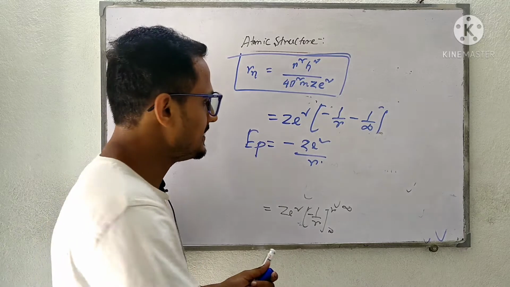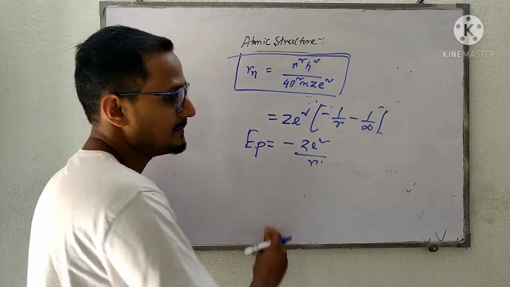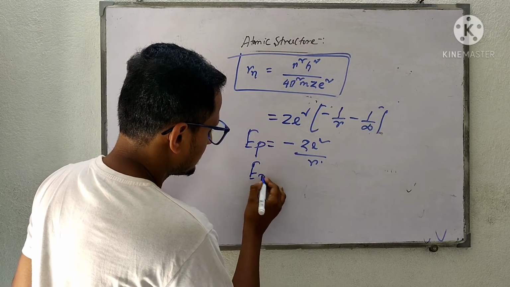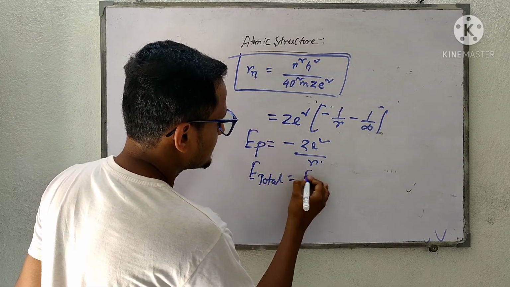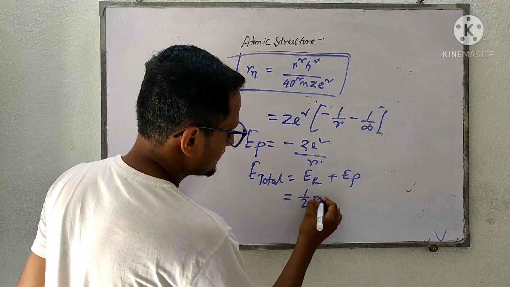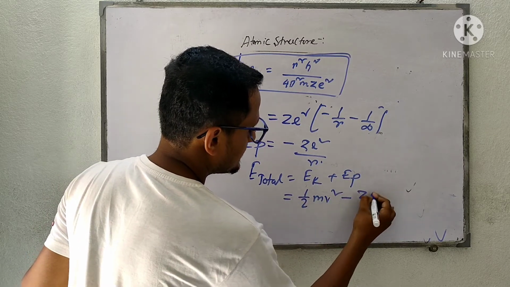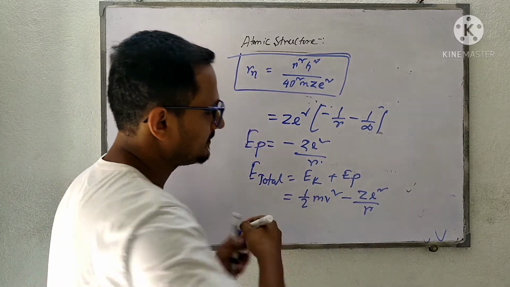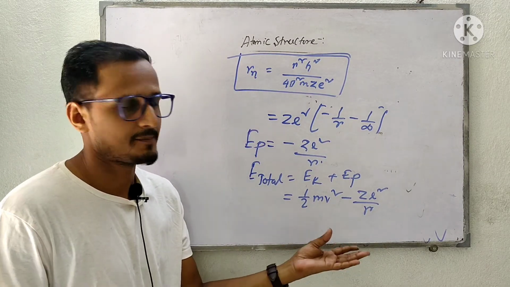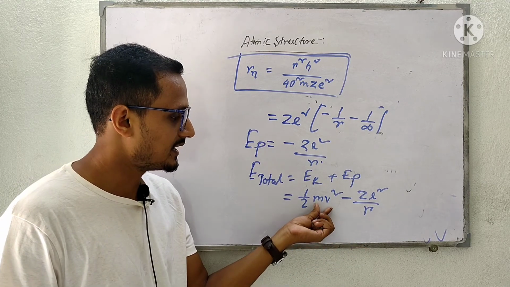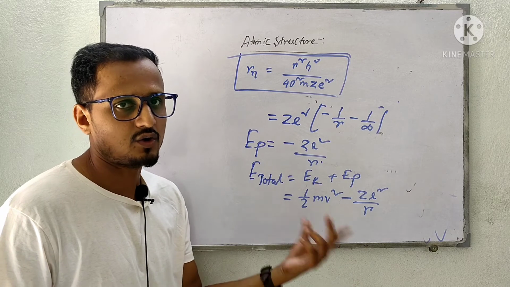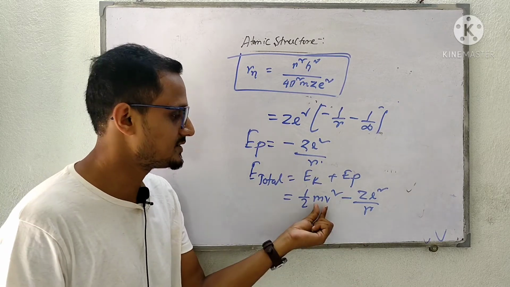Now the total energy will be minus z square by r plus half mv square, because the total energy E total will be Ek plus Ep. Now this Ek is half mv square and this Ep is minus z square by r. Now we have to add these, but how will we add them? We don't know. That means half mv square and z square by r cannot be added directly. So what we will try to do is substitute the value of mv square here.